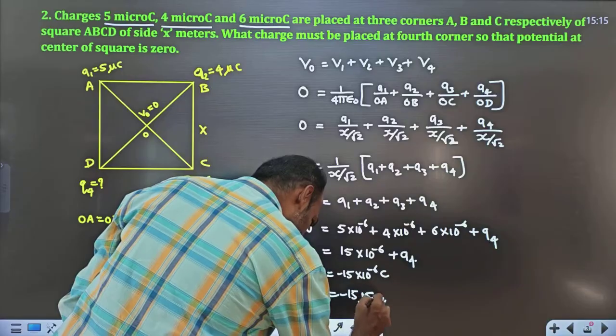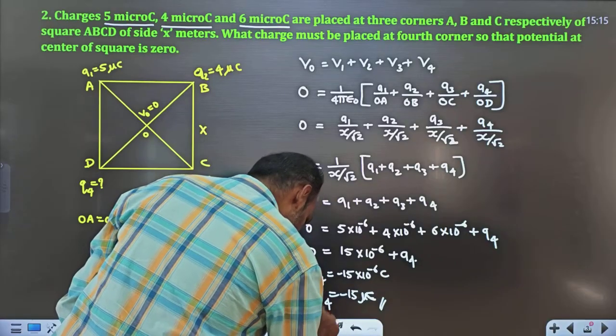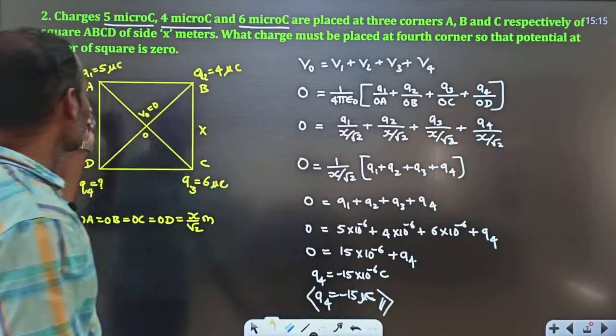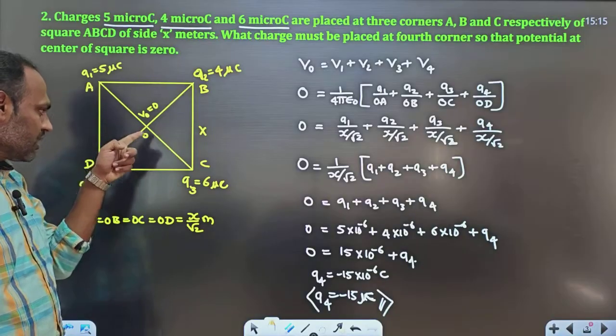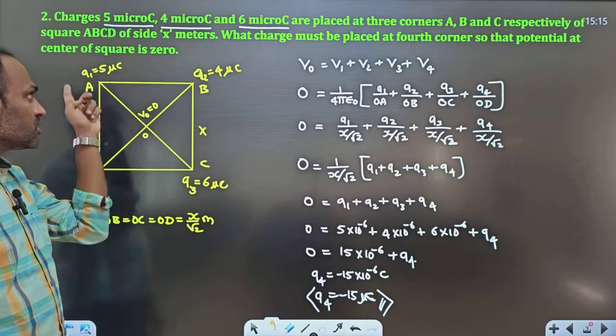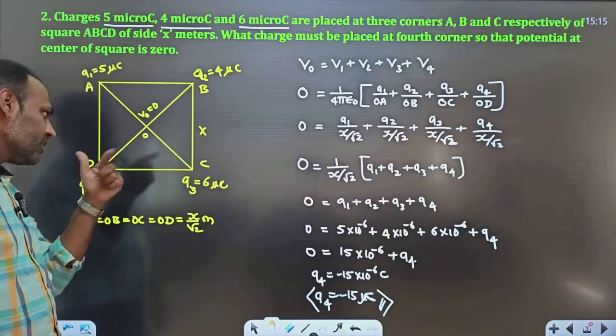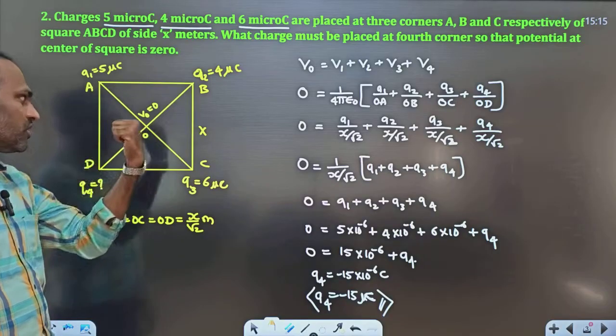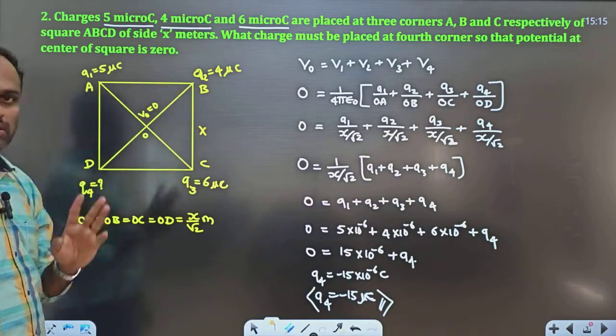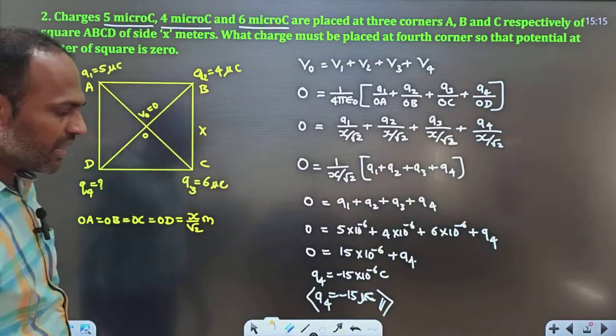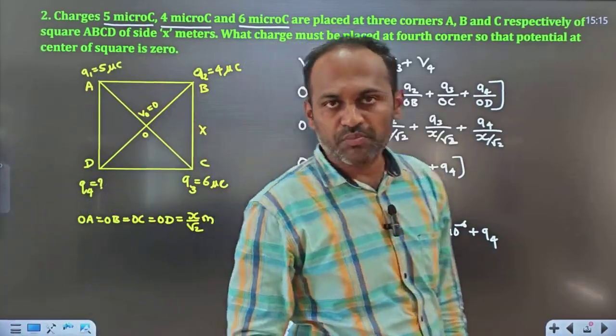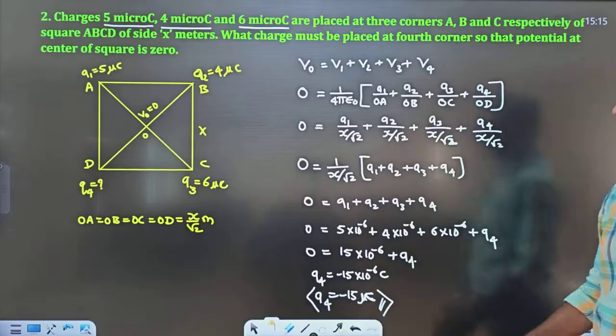So it has to be negative. Only if it is negative can the potential be 0, because the potentials due to these three charges are positive. To cancel out that positive potential due to all these three, this has to be a negative charge, so that its negative potential gets cancelled with the positive potential of all these three. So Q4 is minus 15 microcoulomb, right? This is how we have to calculate.